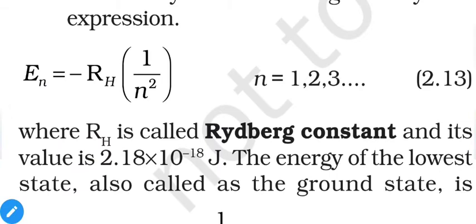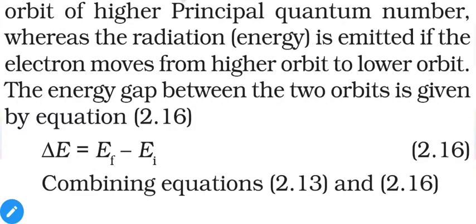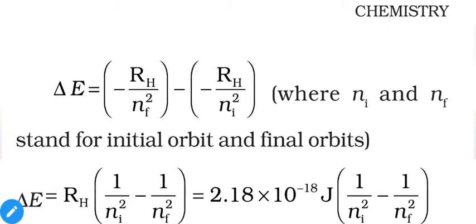That means En is equal to minus RH into bracket 1 upon n square in this equation. So we will get delta E is equal to minus RH upon Nf (final) square minus RH upon Ni square. I represents initial, F represents final, that means before transferring orbit and after transferring orbit.